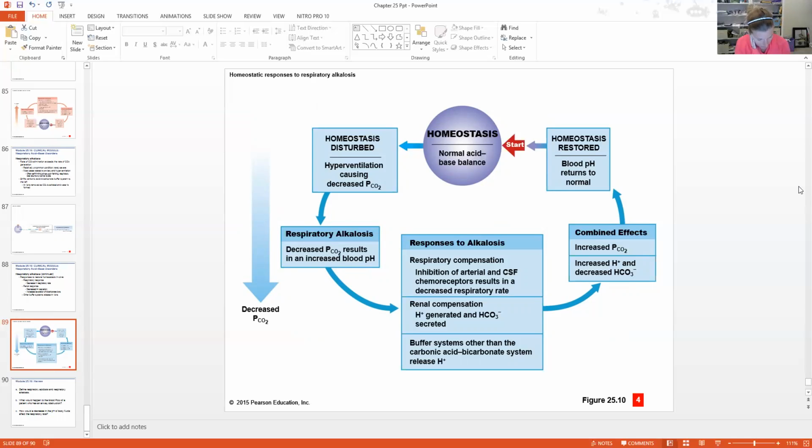I think I did all of this, actually. Our three main buffer systems. This is just general review, right? Three buffer systems: the protein, the bicarbonate, the phosphate. You should make sure that you know those.